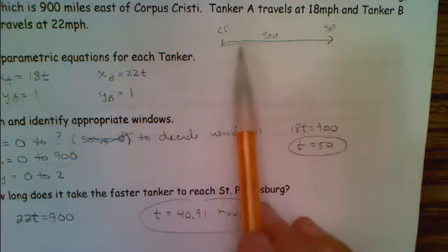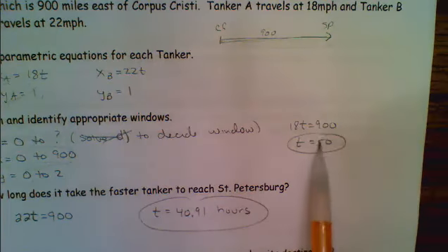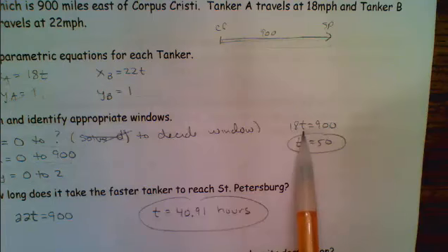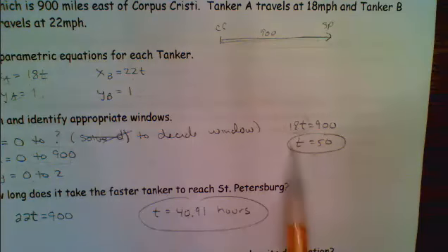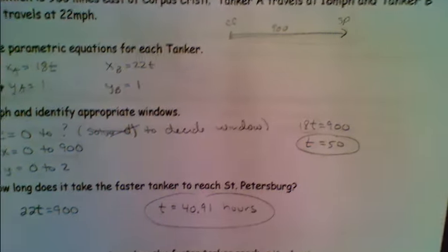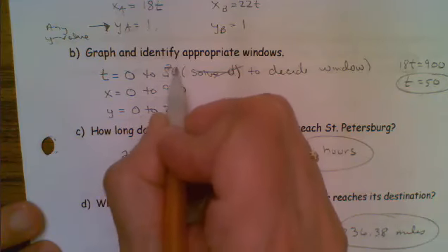And if you want to see both of those ships, tankers going across, you want to make sure that you say, okay, for the slower one, which is the 18t, that distance, rate times time, has to equal 900. That's going to happen when t is 50. So I know my time should go to at least 50. So that's really what you needed to say here, is that that would go from 0 to 50.